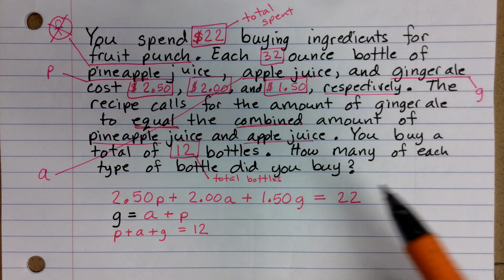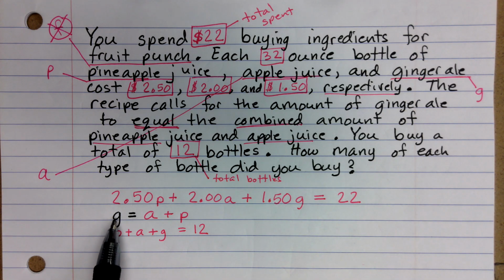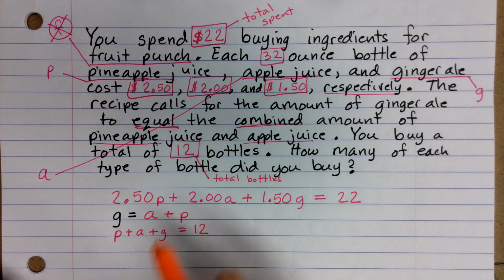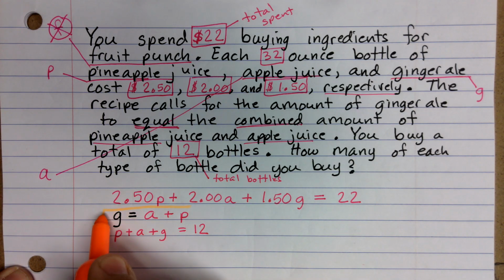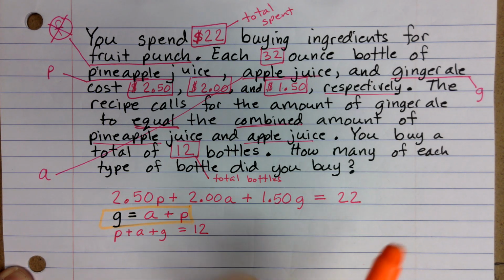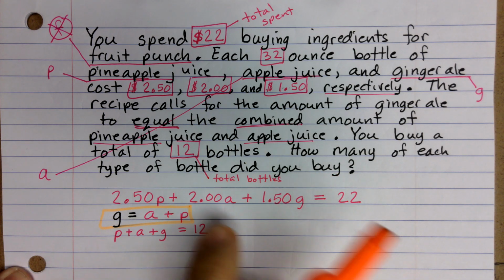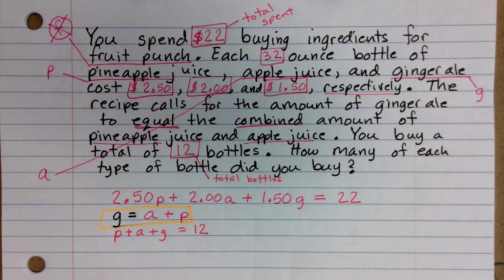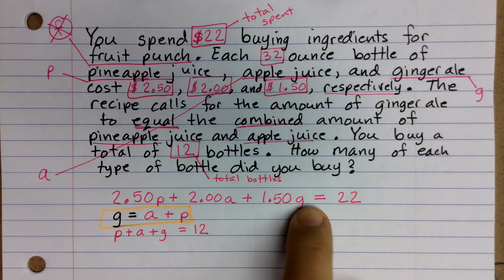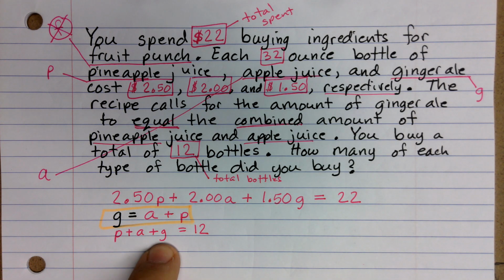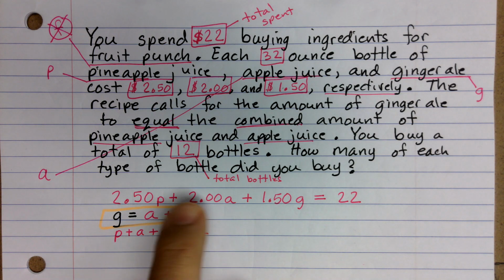Now I hope you noticed that in this one I wrote that ginger ale was equal to the apple juice and pineapple juice. I'm going to use my highlighter. We already have it set equal to G because that's how it was written in the story. And we're going to substitute this in to make it easier to solve. In other words, I'll be substituting this in for the variable G here, and I'll be substituting in for the variable G here as well, and then we're going to solve for one of our variables.